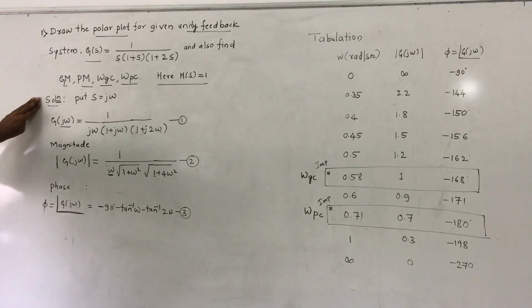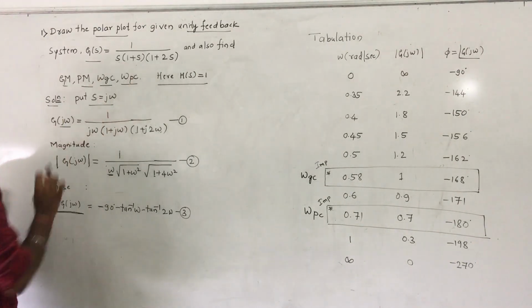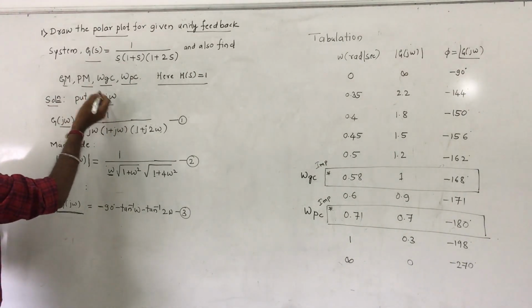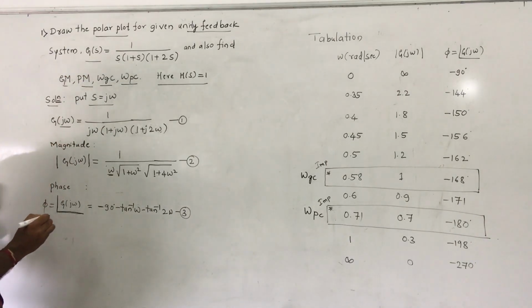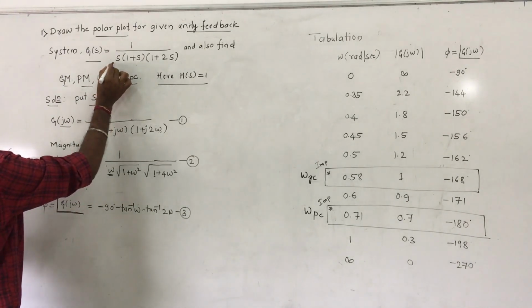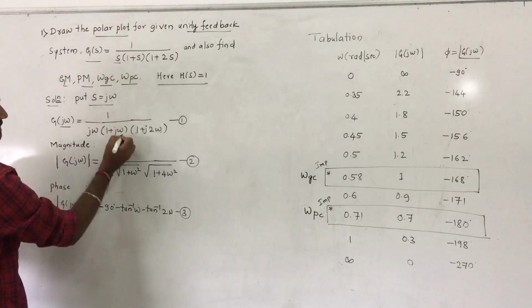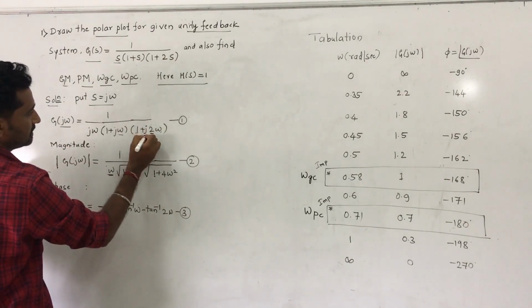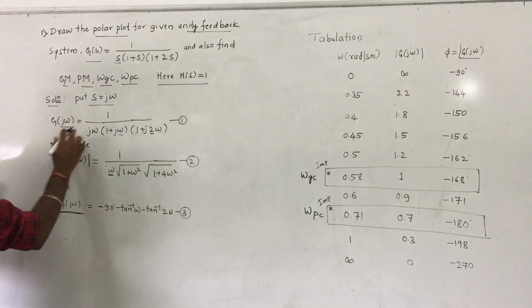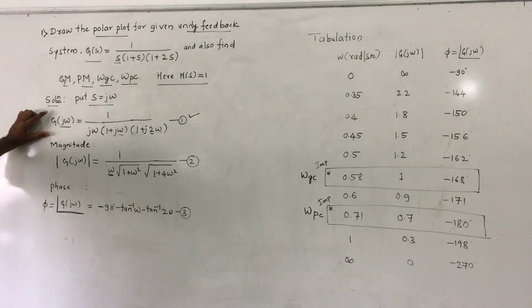In the first step, to plot the polar plot, put s equal to j omega in the given G(s). Substitute s equal to j omega in the given equation, so G(s) becomes G(j omega), which is 1 divided by j omega, times 1 plus j omega, times 1 plus 2 j omega. We call this equation number 1. Next, you need to find the magnitude and phase from this.